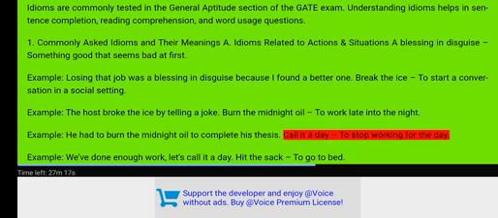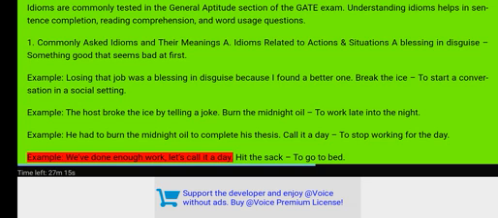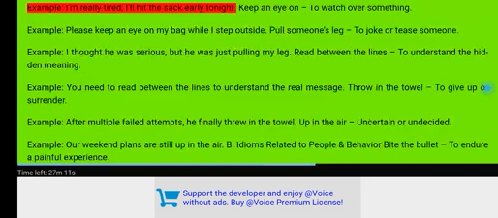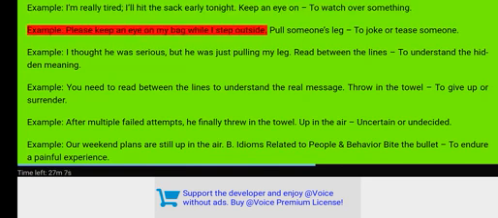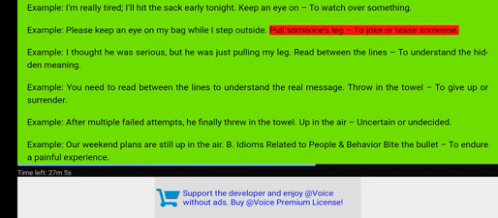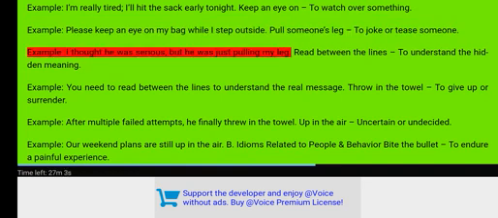Call it a day: to stop working for the day. Example: we've done enough work, let's call it a day. Hit the sack: to go to bed. Example: I'm really tired, I'll hit the sack early tonight. Keep an eye on: to watch over something. Example: please keep an eye on my bag while I step outside. Pull someone's leg: to joke or tease someone. Example: I thought he was serious, but he was just pulling my leg.